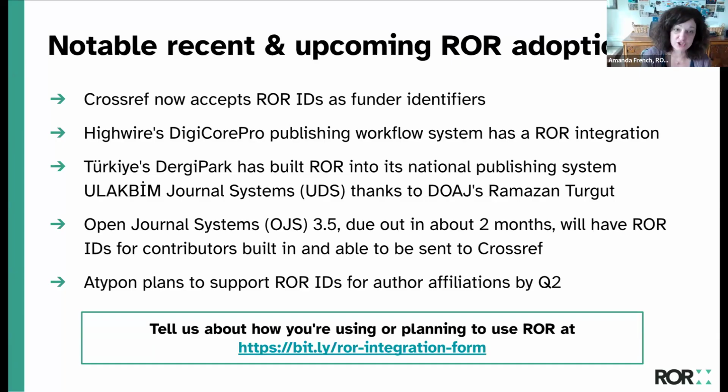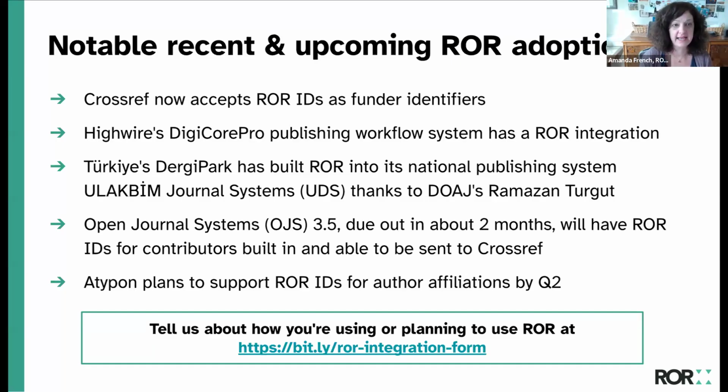Open Journal Systems version 3.5 is coming out, and that has really wonderful ROR support built in, so that the affiliations for contributors to OJS journals not only can be managed within OJS, which is currently possible for previous versions with a plugin, but also can be sent to Crossref in metadata, which earlier versions of OJS are not currently able to do. So that's very exciting, and we're looking forward to that.